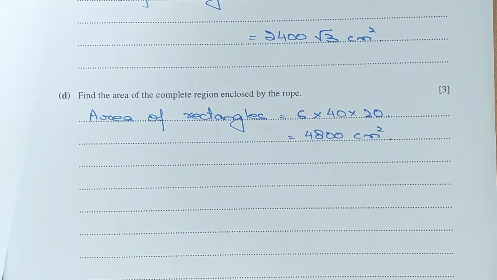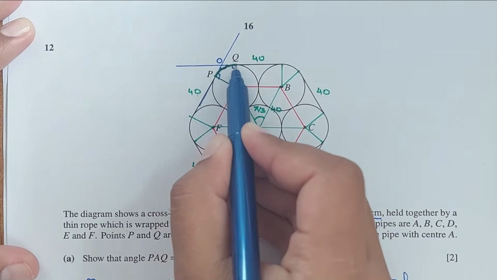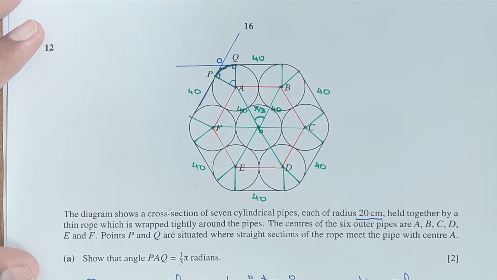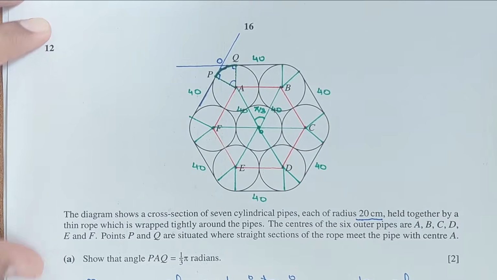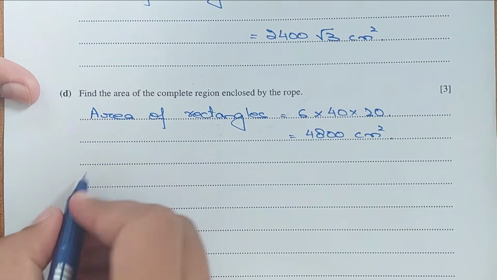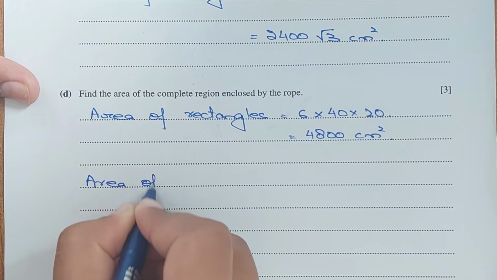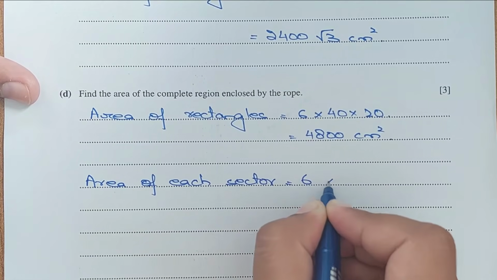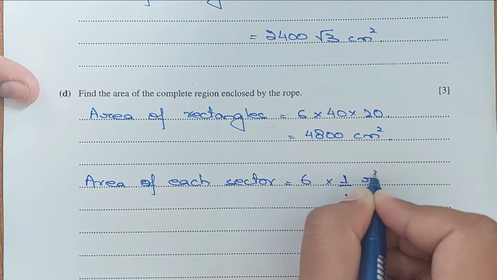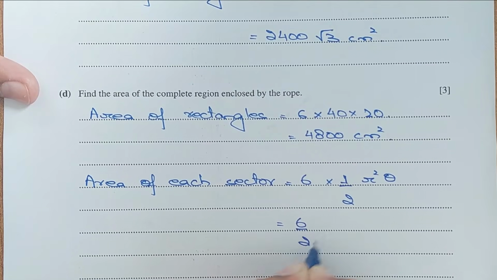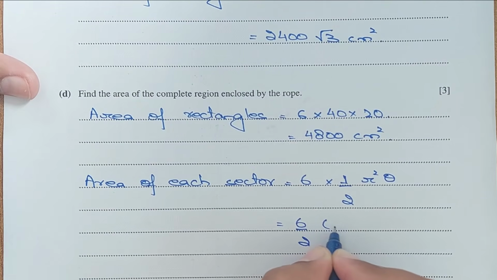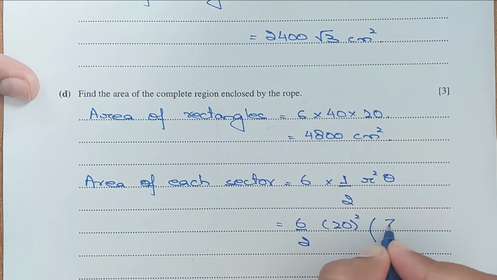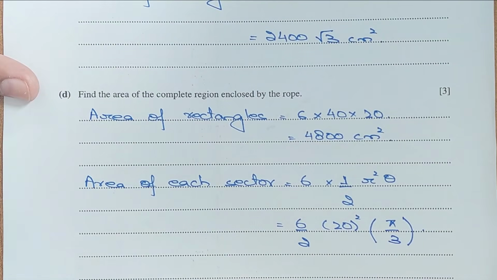Right. Now the next thing is we have to find the area for this curved section, right? So this is basically the arc, we have to calculate the area of each sector, right? Again, there are 6 sectors. The area of a sector formula is half radius square theta. So we can do 6 by 2. The radius we have for all of them is 20 square and the theta is pi by 3. We got the theta from the first part, which is pi by 3, right?